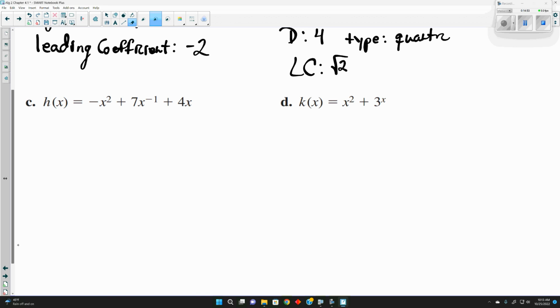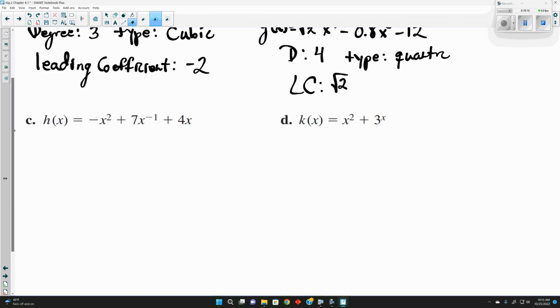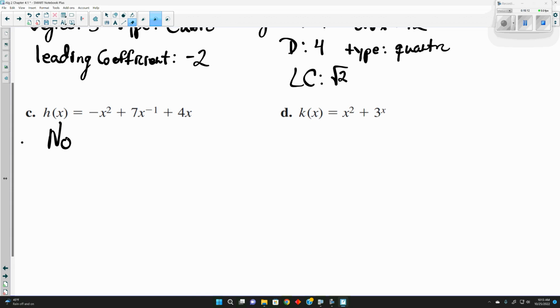So let's look at C. Can we say this is a polynomial function? Why not? Negative exponent. No, it is not a polynomial function. So no, because we have a negative exponent.